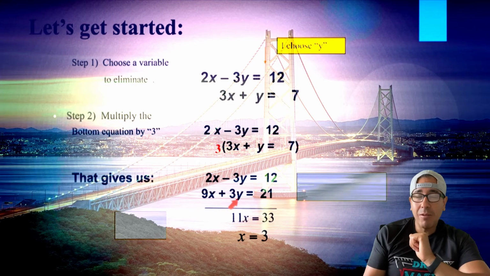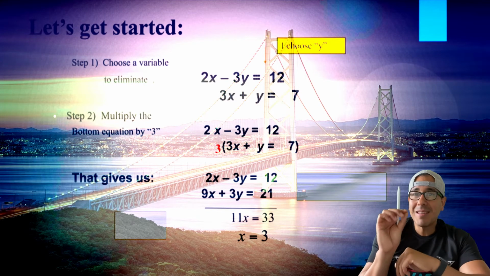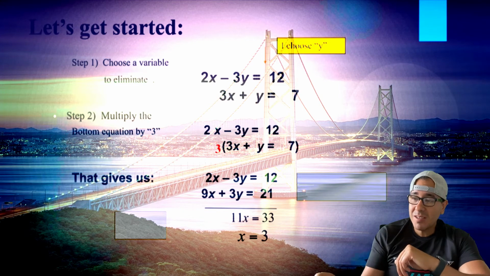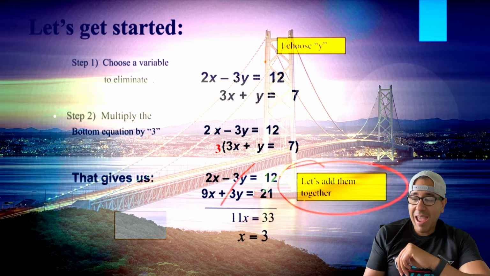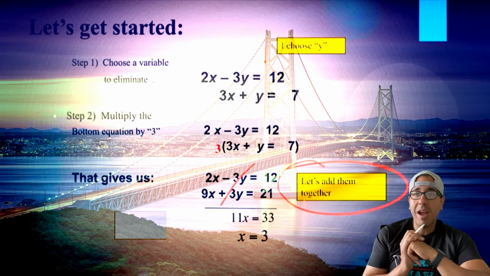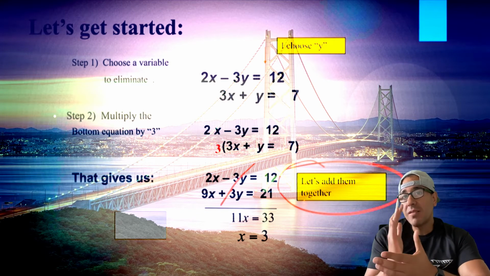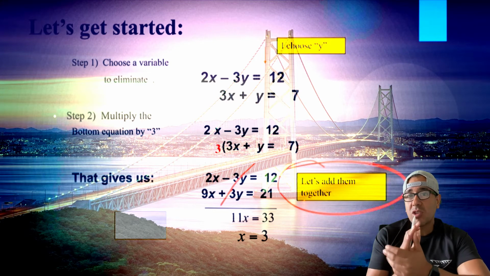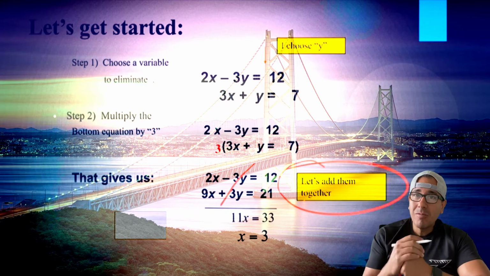This is what we get right here. And look at what we have here. You have a negative 3y and a positive 3y. That's exactly what you want, because you're gonna see that these two are gonna eliminate. Because we're gonna add them together, and when you do that, those two are gonna cancel each other out, and that's what you're after, mathletes. You want one of the letters, the variables, to cancel each other out. If not, you know you've made a mistake.